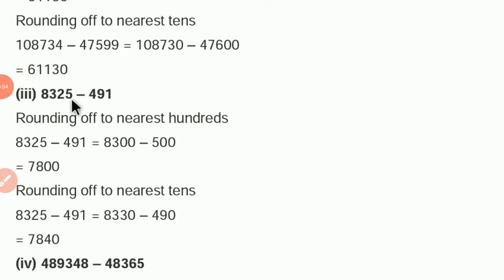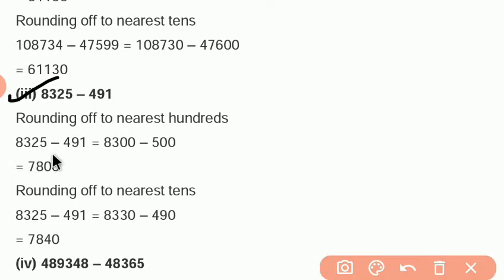8,325 minus 491. First we will round off to the nearest 100. For the nearest 100, we have to see the tens digit. Here the tens digit is 2, which is less than 5. It means there will be no increment in the hundreds digit. So 83 will be as it is, and 25 we have to replace by double 0.